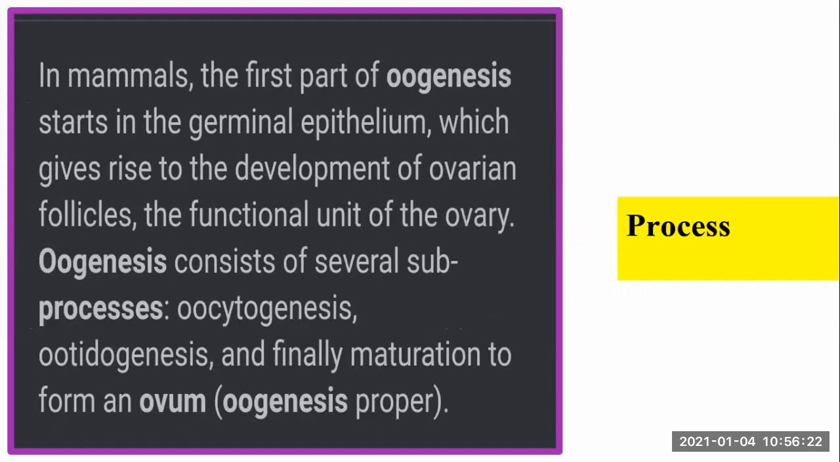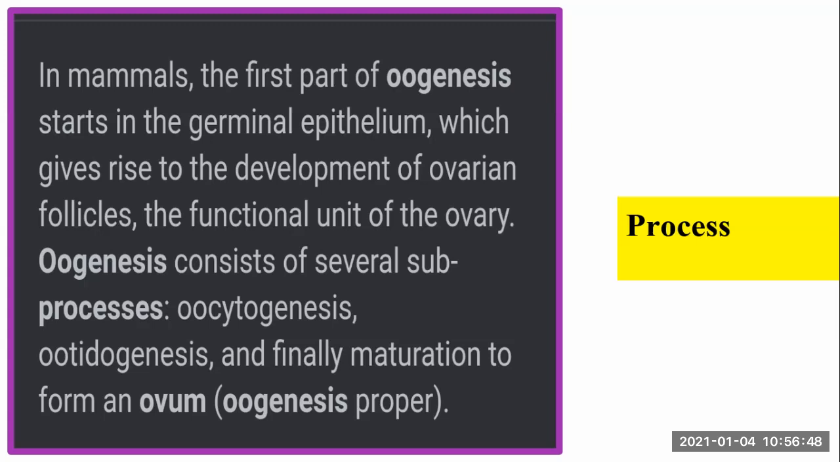Now, in mammals, the first part of oogenesis starts in the germinal epithelium, which gives rise to the development of the ovarian follicle. Like seminiferous tubules, which are the functional basic units of the testes, the ovarian follicle is the functional unit of the ovary. That means from these cells we get the gametes. That's why they are the functional unit.